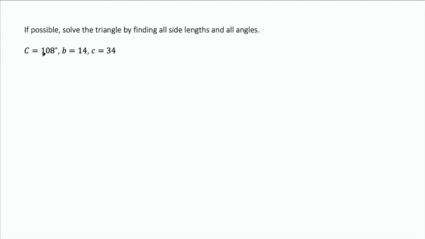We have an angle and two sides, and one of those sides is opposite the angle given. So this is side-side-angle, for which we will use the law of sines. Let's draw a picture of what we have.